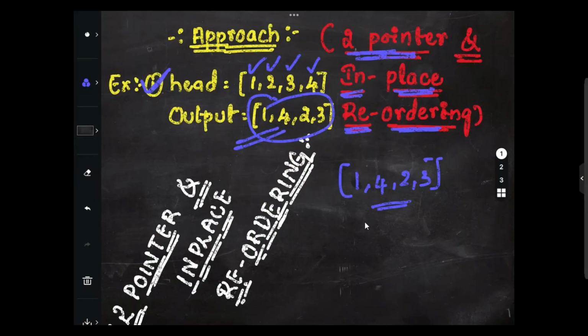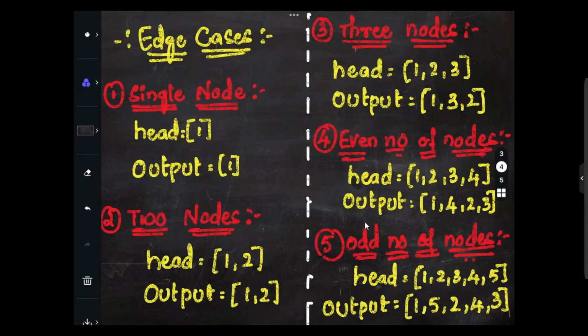So now we are completely familiar with the approach. As we are familiar with the approach, let's discuss the edge cases quickly. The first edge case is the single node. We have only one node here, so the output will be quite obviously 1. Why is the output 1? No changes are needed because we have only a single node.